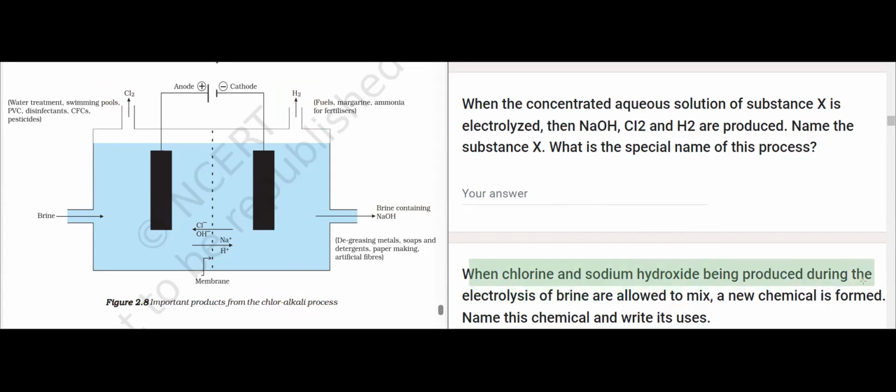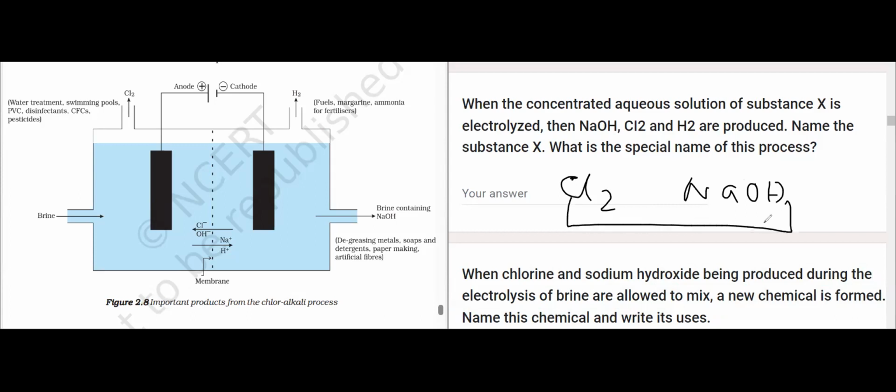Now the next question says that when chlorine and sodium hydroxide produced during this electrolysis are allowed to mix, a new compound is formed, and we have to write down the name of the compound and its uses. This is another important one. The chlorine gas and the sodium hydroxide together are used in making bleaching powder. You should know that it is used in making bleaching powder, and name this chemical and its uses.